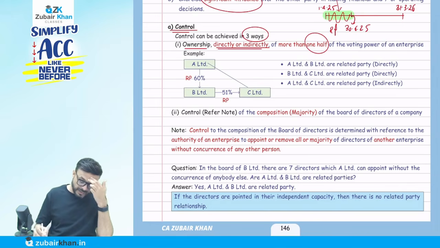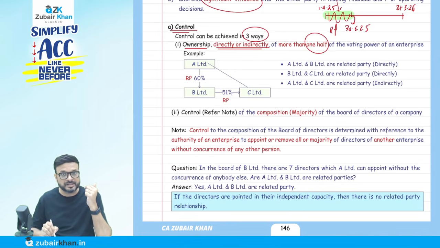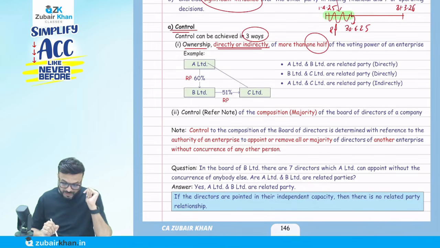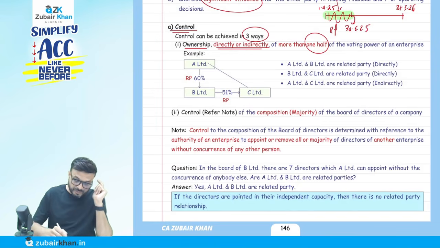Now they use the word directly. Let's take an example. A Limited holds 60% in B Limited. Are A and B Limited related? Yes, they hold more than 50%. Now B Limited holds 51% in C Limited. Are B Limited and C Limited related parties? The answer is yes, they are related parties. Now the question arises whether A Limited and C Limited are also related. The answer is yes, they are also related parties.